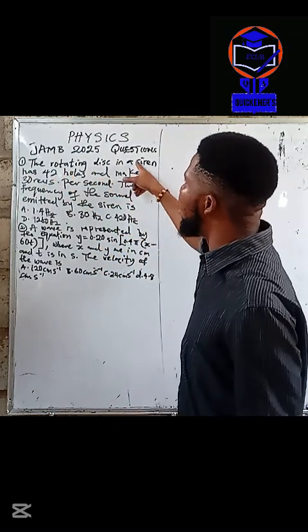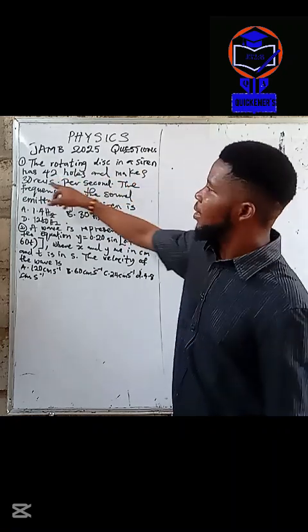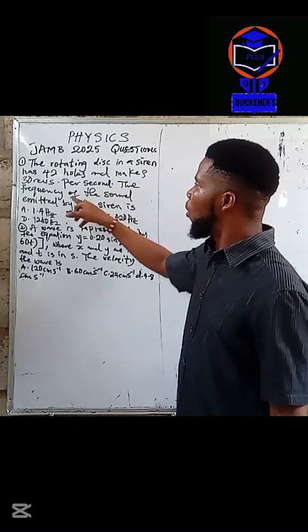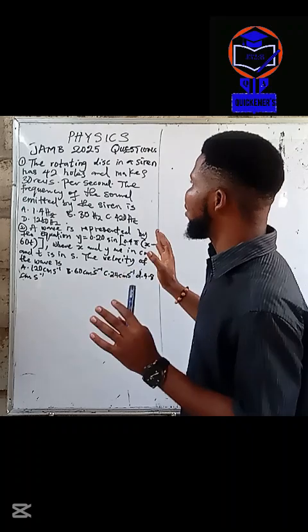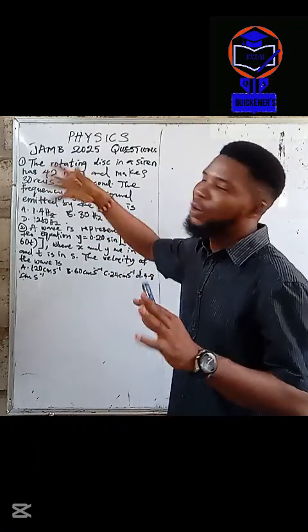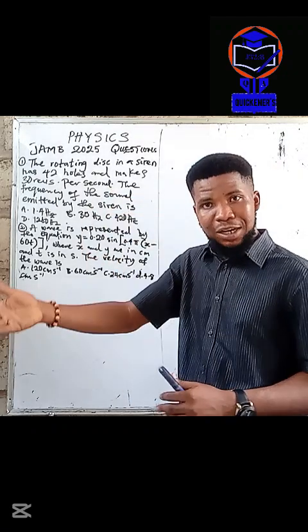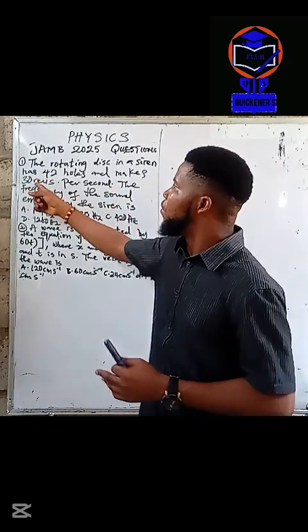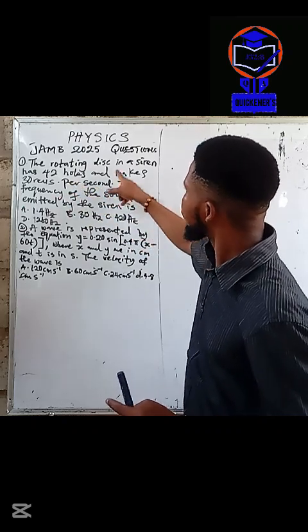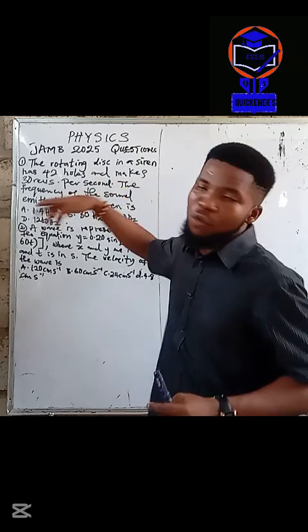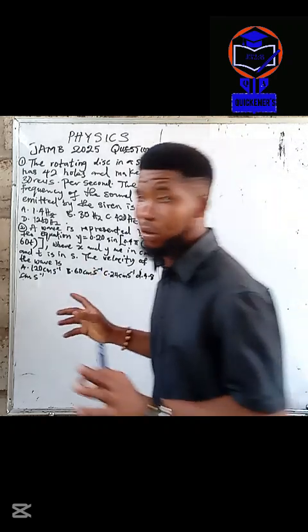The rotating disc in a siren has 40 holes and makes 30 rev per second. The frequency of the sound emitted by the siren is. Now, for you to get the frequency of the siren, revolution per second is simply the frequency of rotation, okay? So if this is the frequency of the rotation, then the frequency of the sound will be 30 times 42.